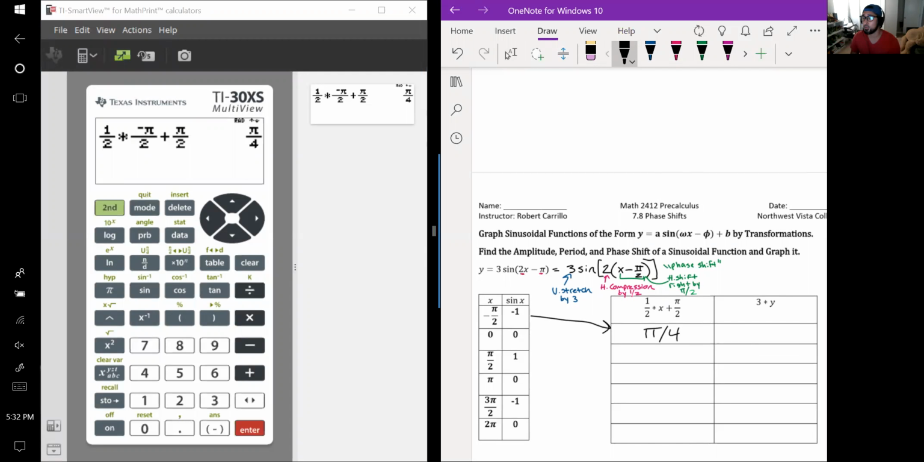And then we'll do it for 0. I don't need to type it in the calculator for 0. 1/2 times 0 is 0 plus pi/2. You'll get pi/2. And then you can try it again. I'll just rewrite this statement. And now it's 1/2 times positive pi/2 plus pi/2. And we'll get 3 pi/4.